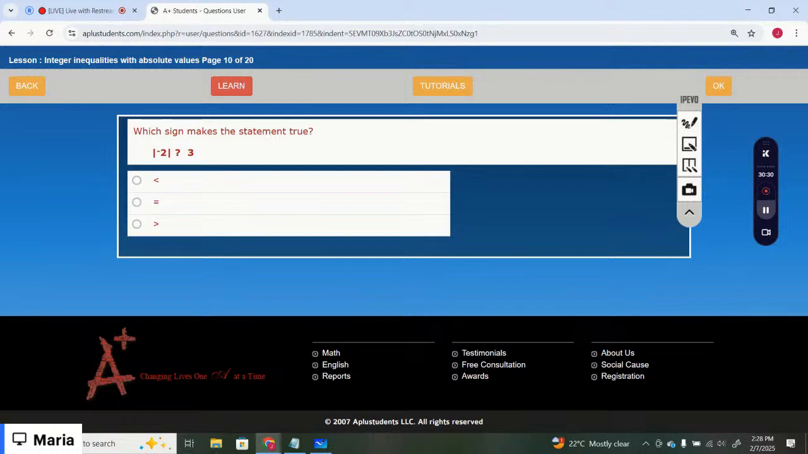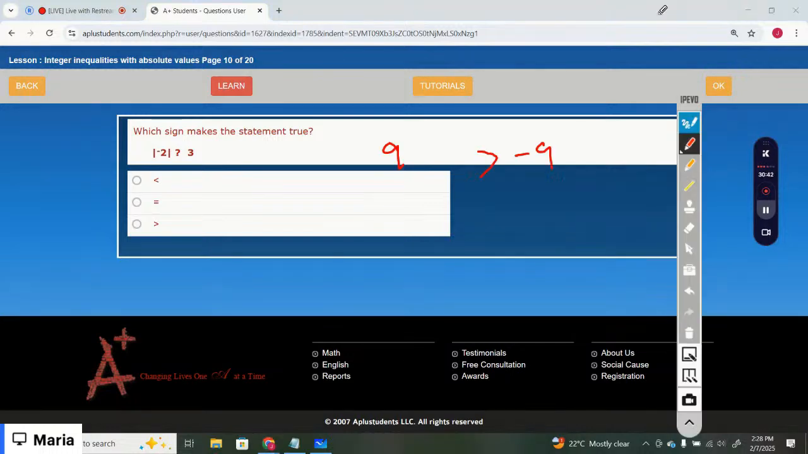Which sign makes the statement true? Absolute value of negative 2, and you are going to compare it to 3. So absolute value of negative 2 is 2, and 2 is less than 3. The correct option is less. Option number 1 is the correct option.